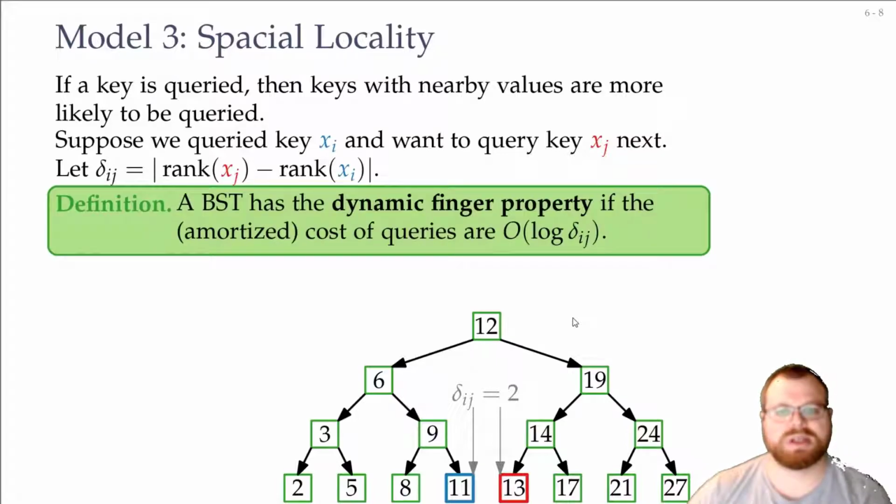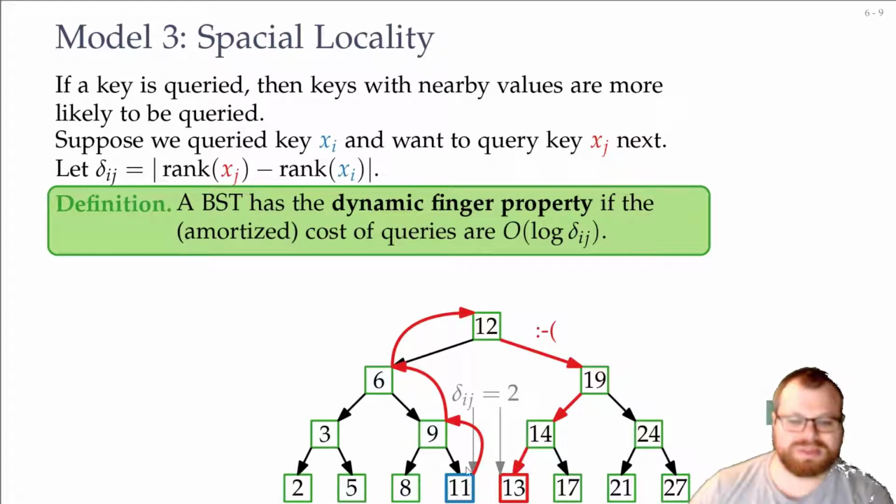We want that the amortized cost of all queries are in order logarithm of the rank difference between the last two queries. And in this tree here, it's a problem because we have to go all the way up and then all the way down again, so the difference is 2, but we take log n time, so this does not have the dynamic finger property.